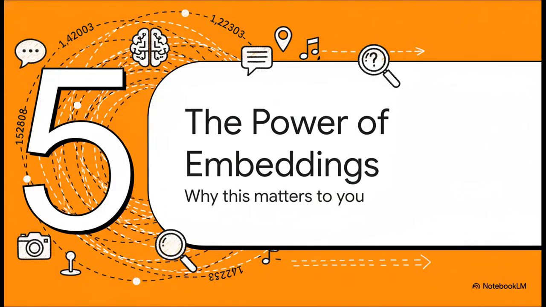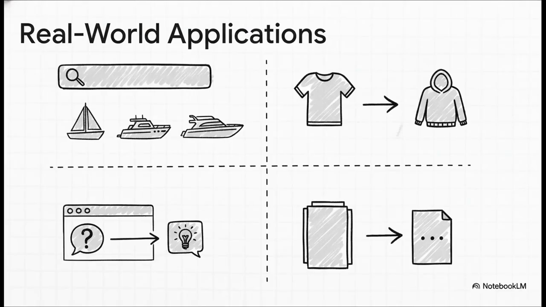Now, I know this all might sound a little bit abstract, but I promise you, this one idea powers a massive amount of the AI technology that you'd use every single day. Let me show you what I mean. Think about it. When you go to a search engine and type sailing and you get results about yachts or marinas, that's not just keyword matching. The search engine is using this meaning map to find related concepts. Or, when an online store suggests a new hoodie because you just looked at a t-shirt, it's because it knows they both live in the casual wear neighborhood on the map.